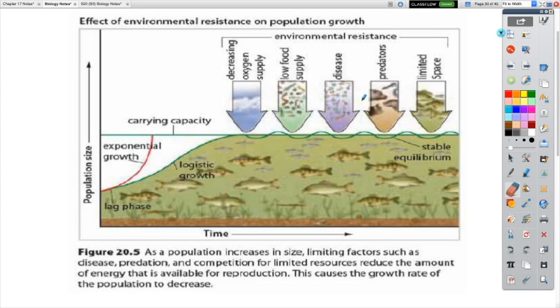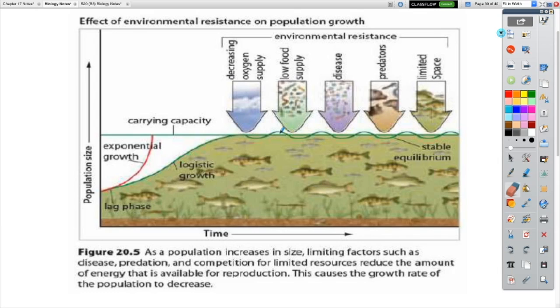Disease spreads more quickly if there's fish all crowded around. Predators, as we've seen, when a prey population goes up, so does the predator population, right? Because there's more food for those predators now. So their population goes up, and then that starts to keep this population a little more in check. And vice versa, their population keeps the predator population in check. Okay, and also limited space.